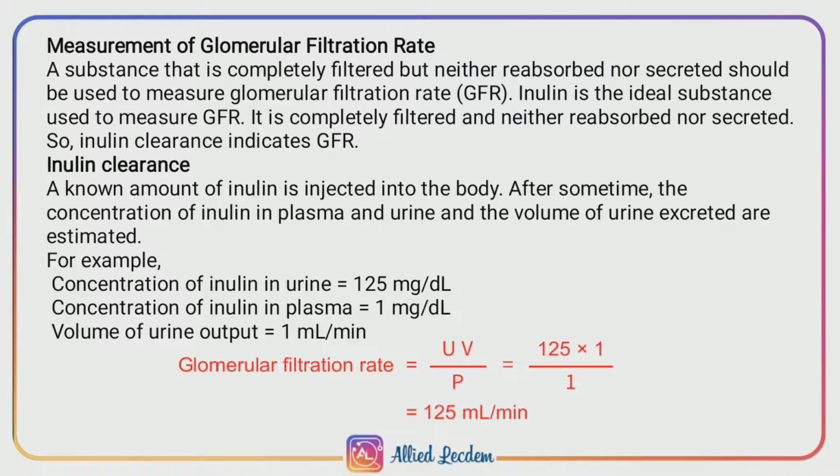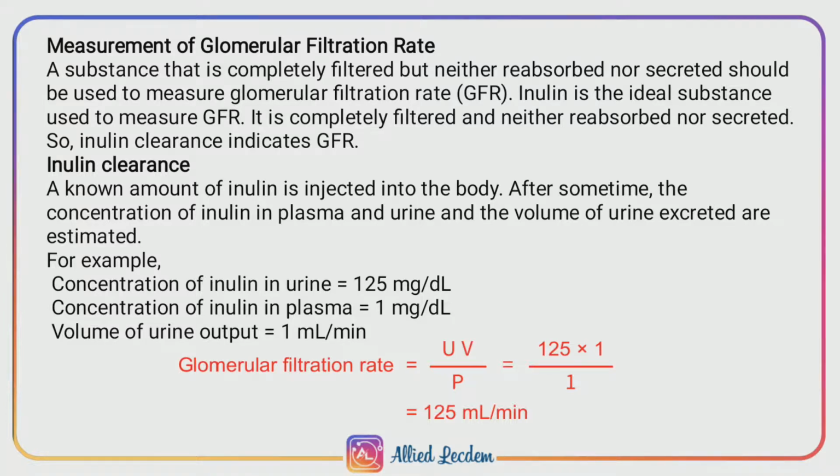Measurement of glomerular filtration rate. A substance that is completely filtered but neither reabsorbed nor secreted should be used to measure glomerular filtration rate. Inulin is the ideal substance used to measure GFR. It is completely filtered, neither reabsorbed nor secreted. So inulin clearance indicates GFR.